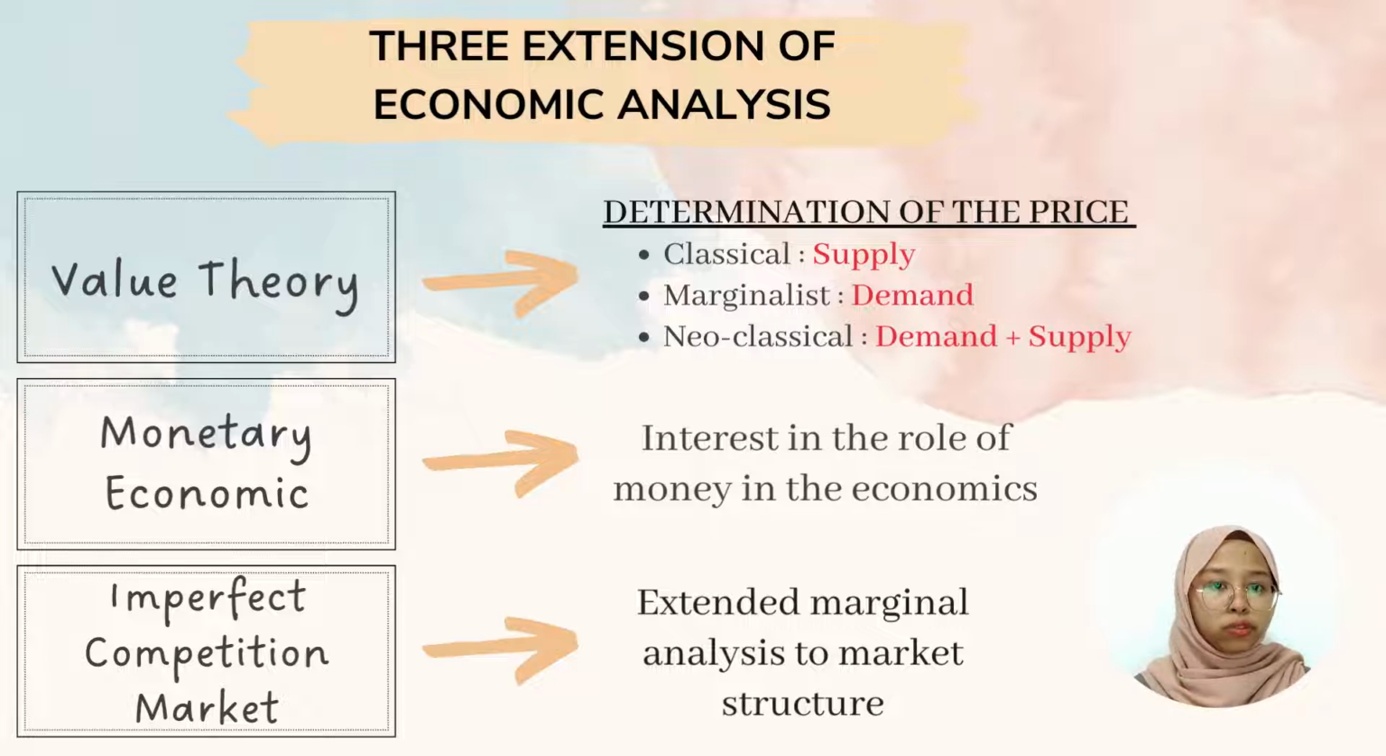The first one is value theory. In this, we will see how the 3 schools determine their market price. The value theory of the 3 schools is different from each other. How? Because in the classical school, the economists determine the market price by only looking at the supply side, while on the other hand, the economists in the marginalist school use the demand side as the determination of the market price. But it is different from the neoclassical school, which uses both demand and supply sides to determine the market price of goods and services.